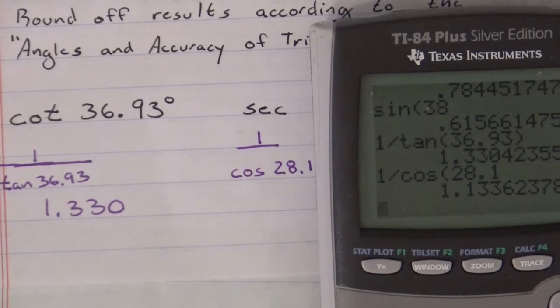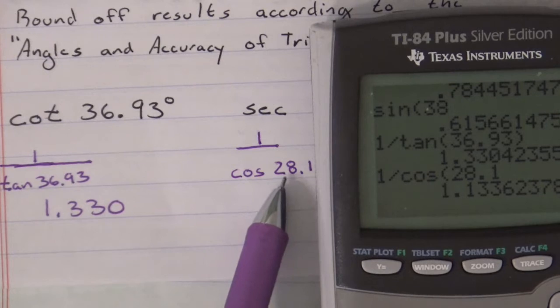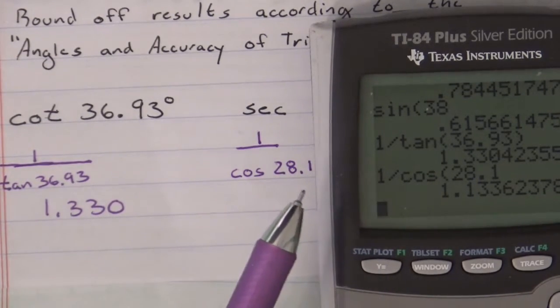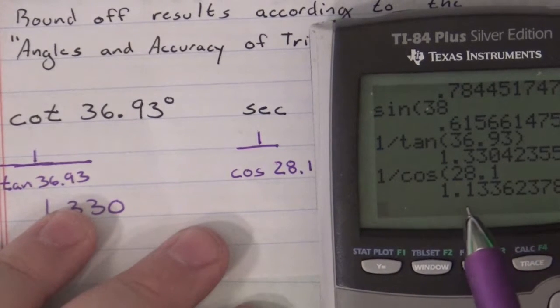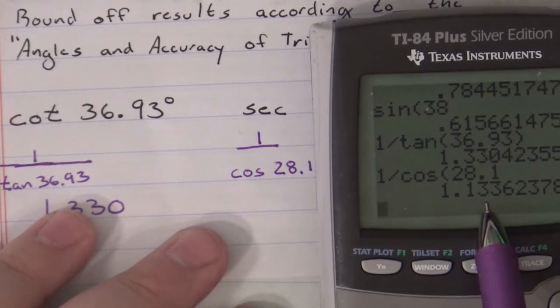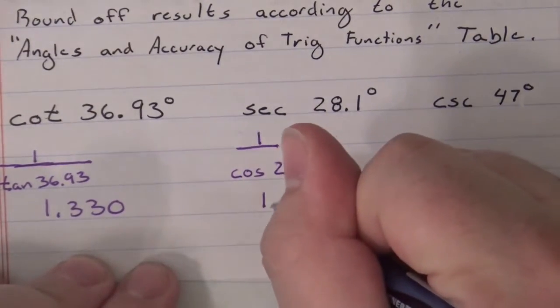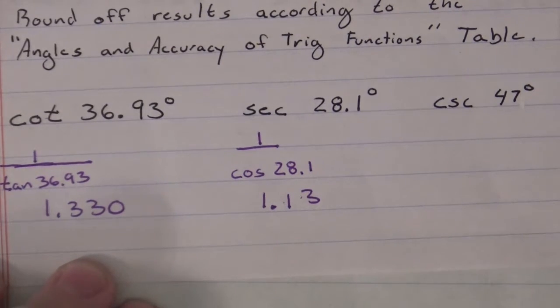Well, we need to look at it again. What did we start with? Well, this was to the nearest tenth. The degree was to the nearest tenth, and according to our chart, since it was to the nearest tenth, we need to round our answer to 3 sig figs. So we're going to go 1, 2, 3. This 3 tells this 3 to stay the same, and so our final answer is going to become 1.13. That gives us 1, 2, 3 sig figs.